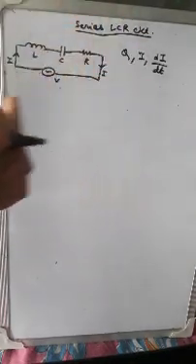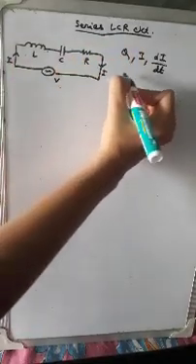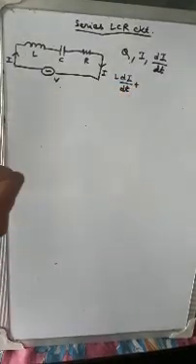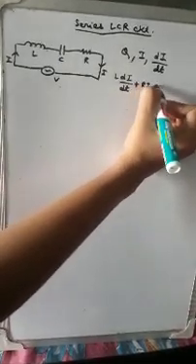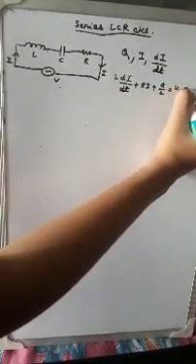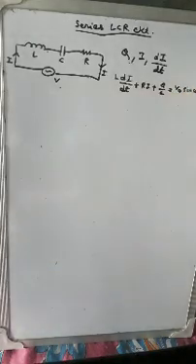Now if you go back to the previous equation number 2, what was equation number 2? I will write it again. Consider equation number 2 again. That is L di by dt plus Ri plus Q by C equals V naught sin omega t. Yes, it was your equation number 2. I am writing it here again.